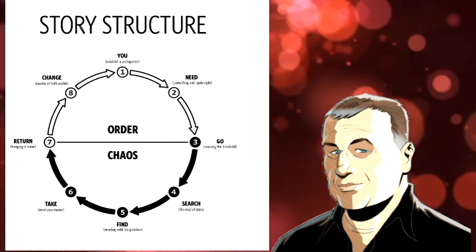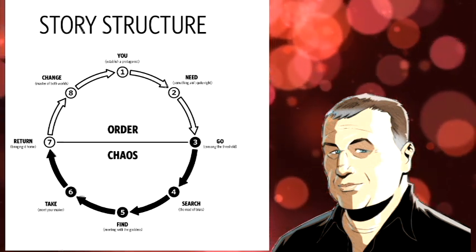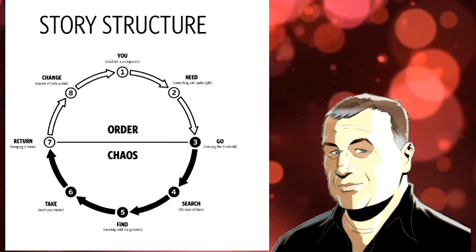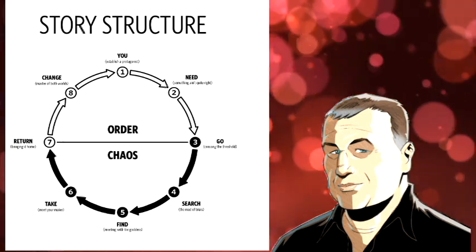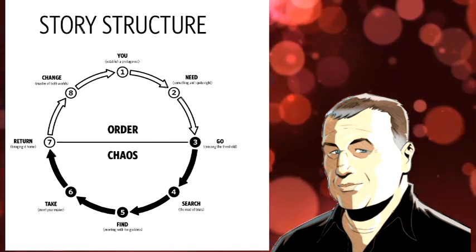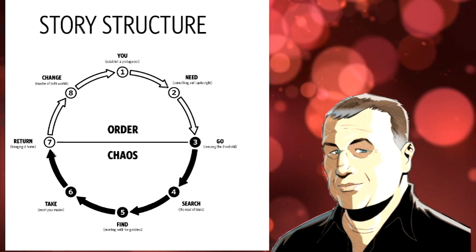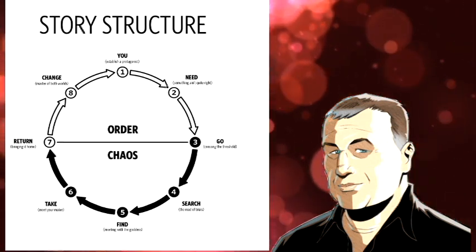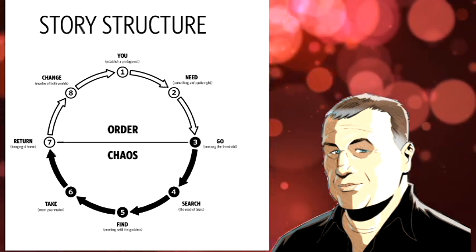Number 7 is shown as return, but it's also the crisis. This is the crisis of your story. This is where the hero and the villain duke it out for the supremacy of the story. Whoever wins decides what the moral of the story is. The villain is representing the position that's the opposite of what the hero is representing. So the hero is sort of like the counter argument to the argument of your story.